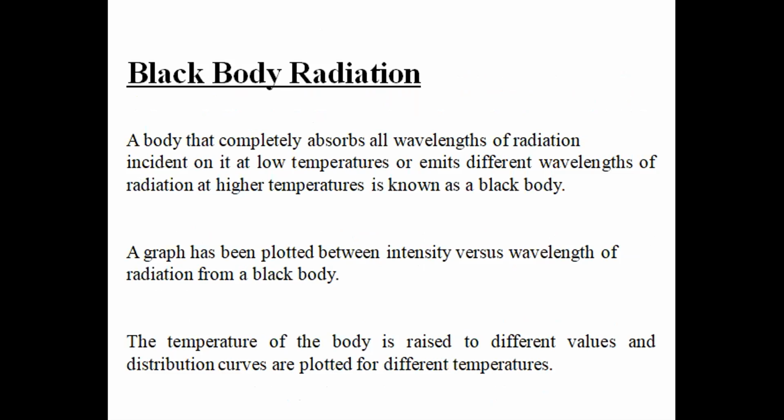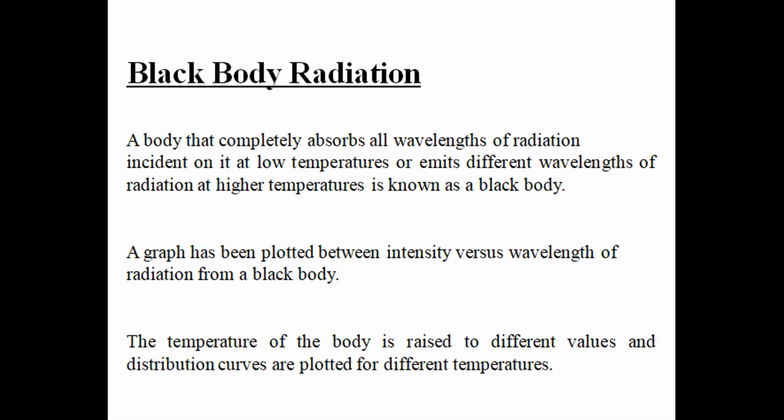What is a black body? It emits all kinds of radiation when heated, and it absorbs all wavelengths of radiation incident on it without reflecting. A body that completely absorbs all wavelengths of radiation incident on it at low temperatures, or emits different wavelengths of radiation at higher temperatures, is known as a black body.